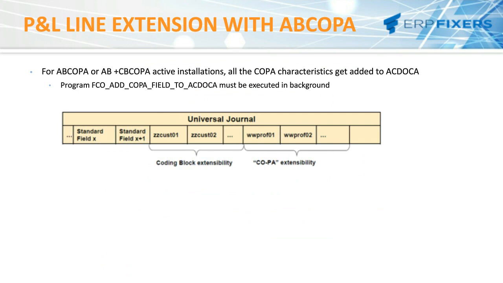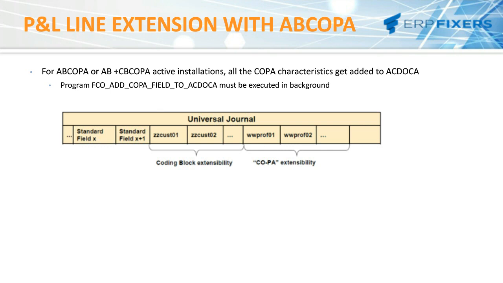With S4HANA Finance, SAP now recommends account-based Copa for your profitability analysis needs, which is a complete 360-degree shift compared to the earlier recommendation. Before S4HANA Finance, costing-based Copa was the recommended solution, but with S4HANA, SAP recommends AB Copa, which is account-based Copa, because it offers some detailed information in terms of splitting up the cost of goods sold and the manufacturing variances.